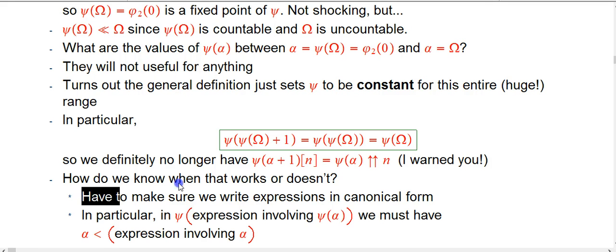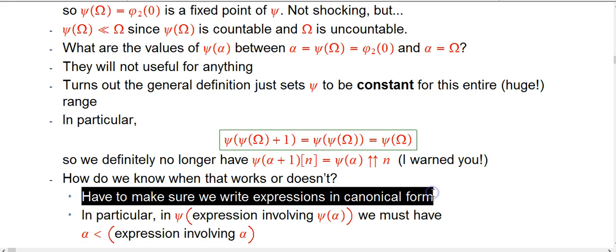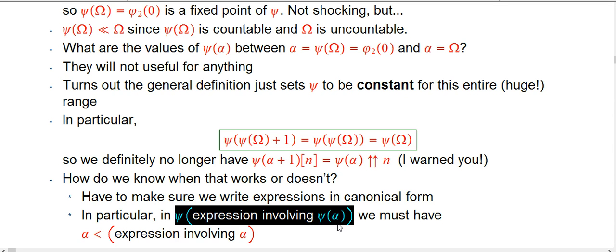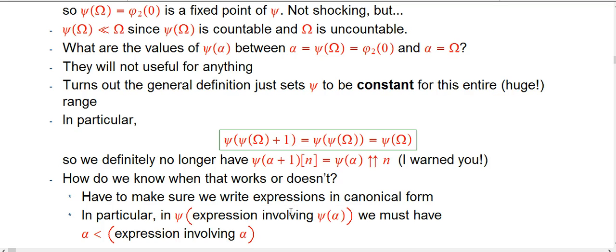So the key is we have to make sure we write expressions in a sort of canonical form again. And in particular, this kind of thing, even though it's a legal application of the functions, is not a form we would ever want to write things down. And here's the most important rule: when we have a psi inside of a psi, and we're basically composing psi but maybe putting something in between, like this plus 1, the inner argument has to be smaller than the argument of the outer psi. And because psi can decrease things now, that's actually a little tricky.